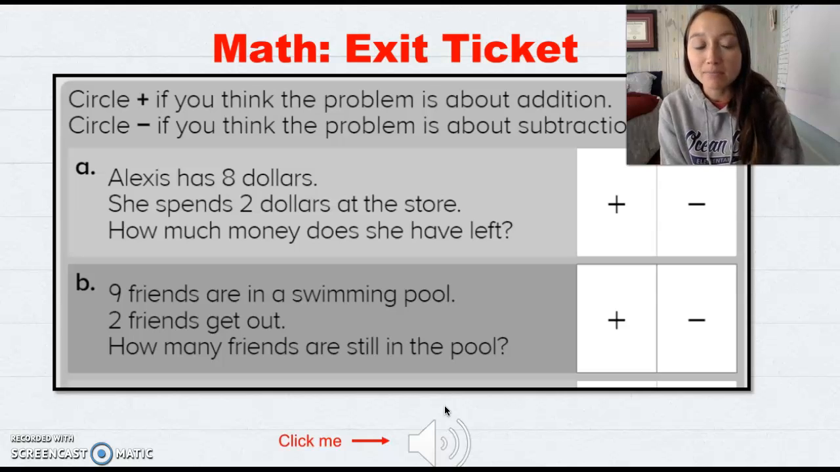Let's look at letter B. 9 friends are in a swimming pool. 2 friends get out. How many friends are still in the pool? Same thing here. Some words are jumping out at me. Get out, still in. Decide if you need addition or subtraction.